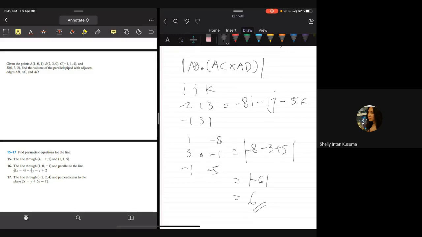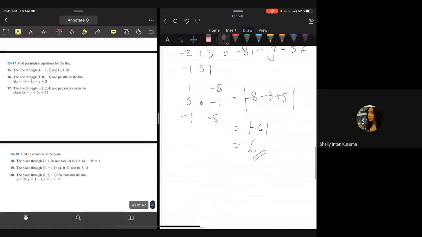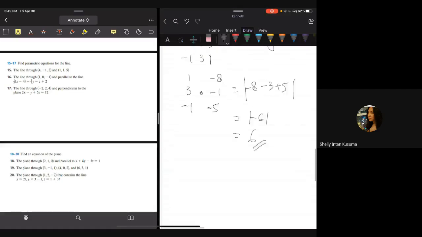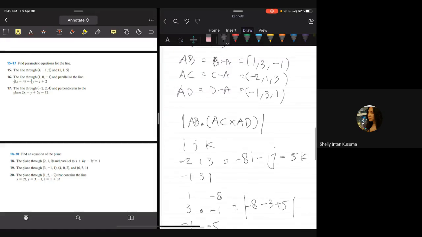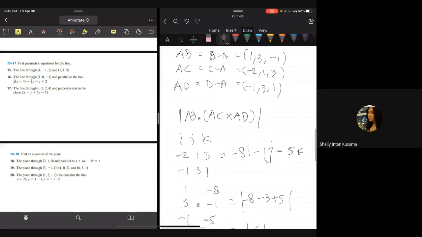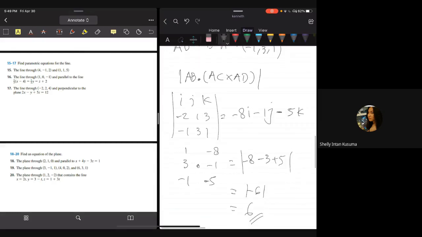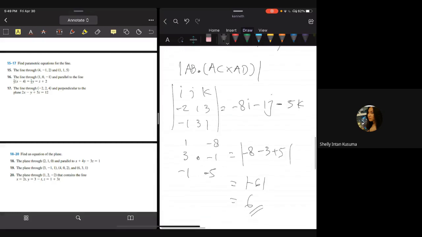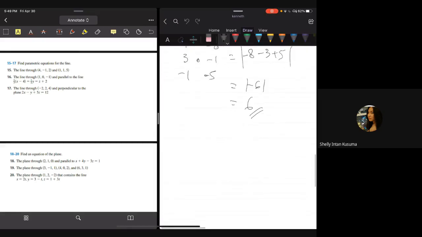Okay, let's move on to the parametric equation for the line. Oh, sorry. You have no question for this one, right? Number 15.